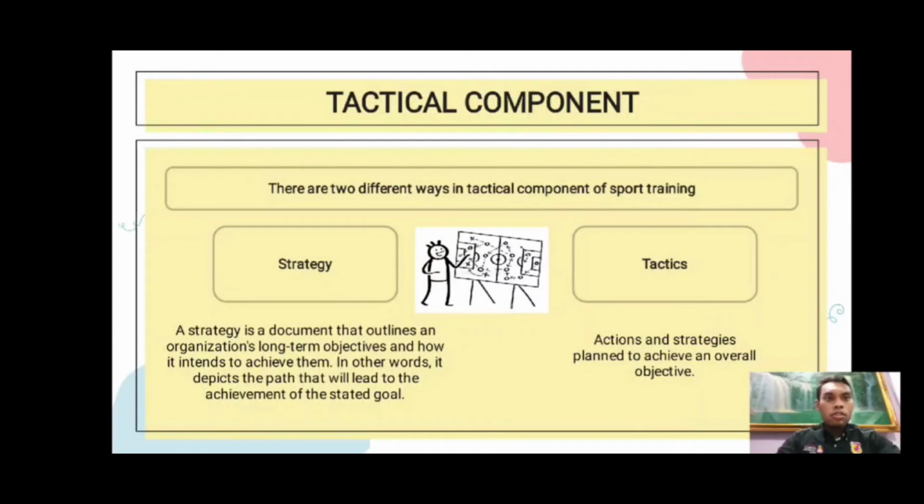The first one is strategy and the second one is tactic. A strategy is a document that outlines an organization's long-term objective and how it intends to achieve them. In other words, it depicts the path that will lead to the achievement of the goals. Tactics are actions and plans to achieve an overall objective.